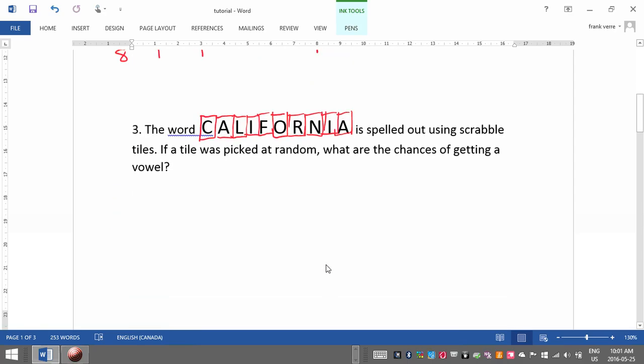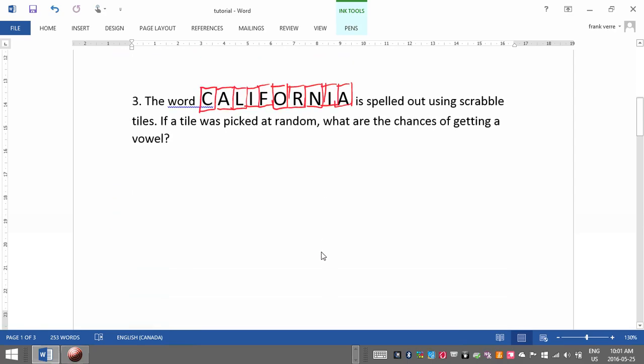We'll look at a Scrabble game. Okay? So imagine you're playing Scrabble and you spell out this word California. So you can see the word California contains 1, 2, 3, 4, 5, 6, 7, 8, 9, 10 tiles. Okay? The question is, if you pick a tile at random, what are the chances of getting a vowel? Alright, so pause it, and then we'll resume.